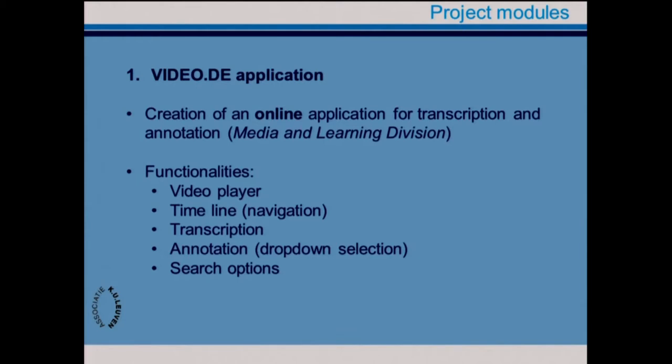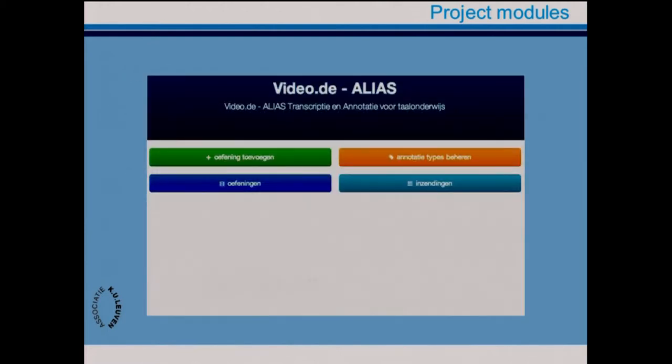The video.de application combines a number of functionalities: there's a video player, we have a timeline for navigation to the video, there's a transcription tool, an annotation tool according to a drop-down selection, and there's also a search engine in the application. So now I will show some screenshots. So this is the main page of the application. You see there are two names, the video.ee and the alias. Alias is another project that works with us. Their main objective was to create a transcription tool. Our objective was to create an annotation tool. So we combined the two, and this is what resulted from that.